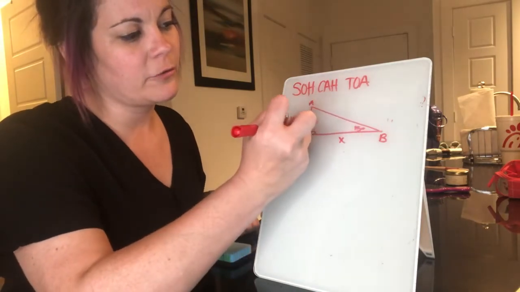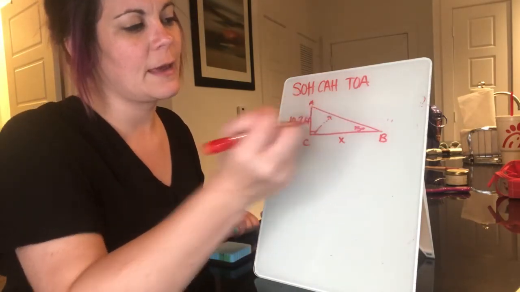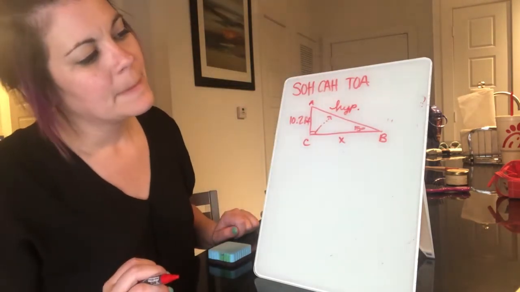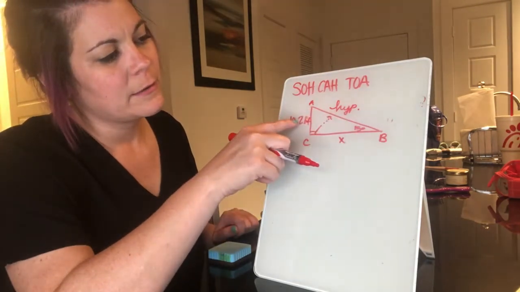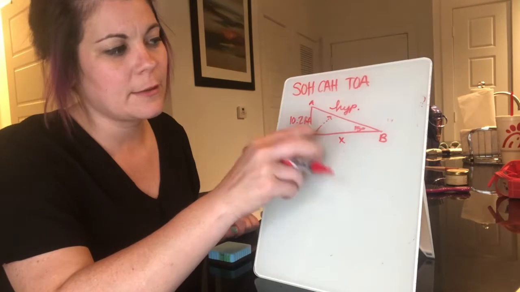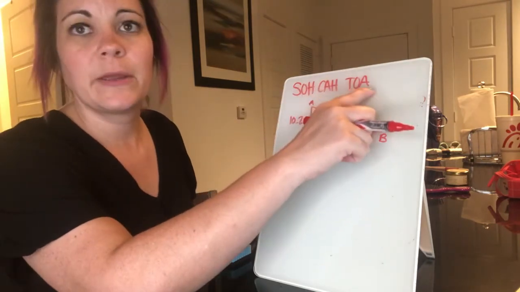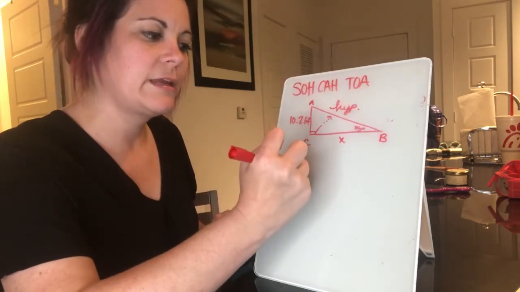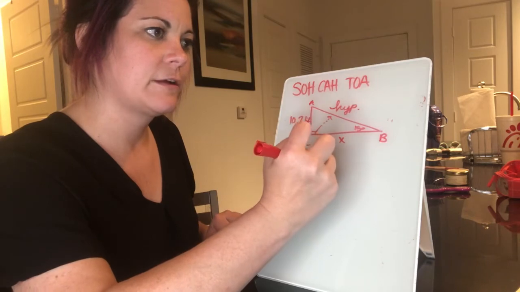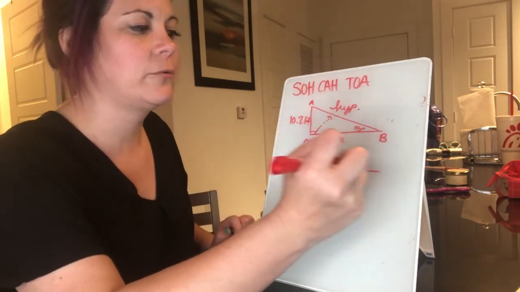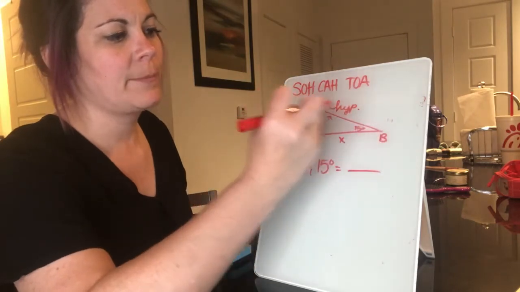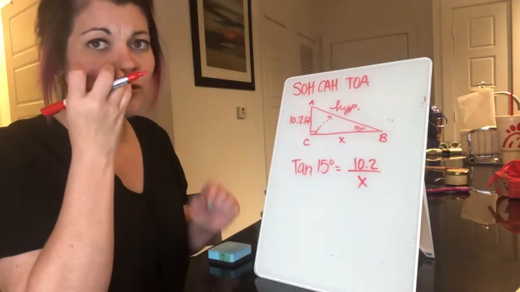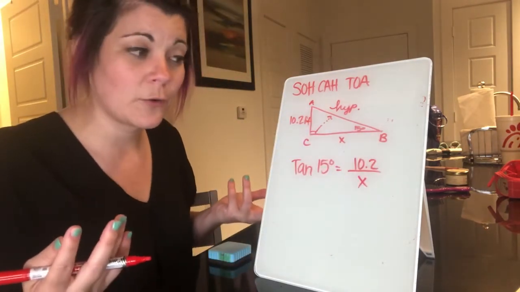So knowing that the right angle is right here, we know for sure that this is the hypotenuse. We're given the opposite, but we're looking for the adjacent. If you look up here, opposite and adjacent, O and A, is T, which is tangent. So the tangent of 15 degrees is equal to the opposite, 10.2, over the adjacent. And then we just solve for X like an equation.